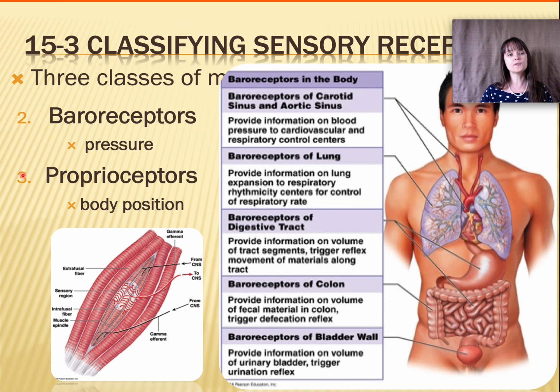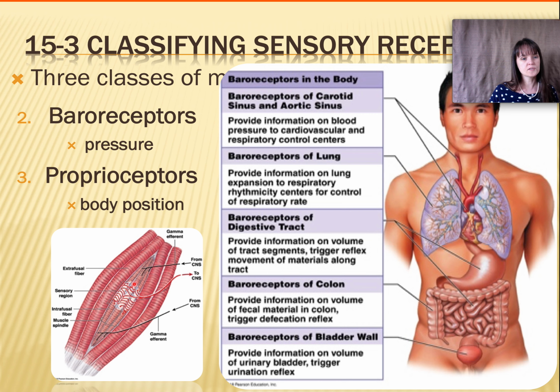Now the other 2 are baroreceptors and proprioceptors, which we've talked about. A barometer measures pressure, as does a baroreceptor. This picture has the rundown of where you find baroreceptors in the body. You should probably read that. And they monitor pressure changes. And that's especially important in the cardiovascular system, in the arteries, in the respiratory tract, the digestive tract, and the urinary tract. So most of the tracts in the body.